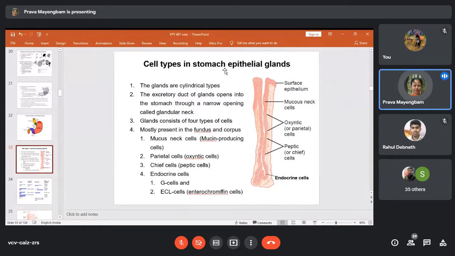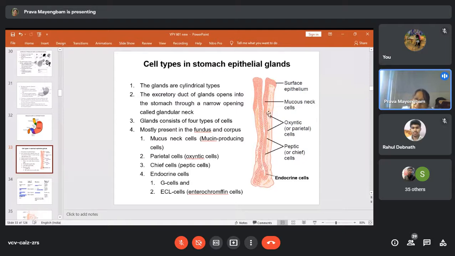Epithelial glands. This is the inner wall of the stomach, and there is invagination on the mucosa of the stomach wall. This wall is the mucosa, and below it will be the submucosa. On this invagination there are epithelial cells lining the invaginated portion, and these epithelial cells are of different types.